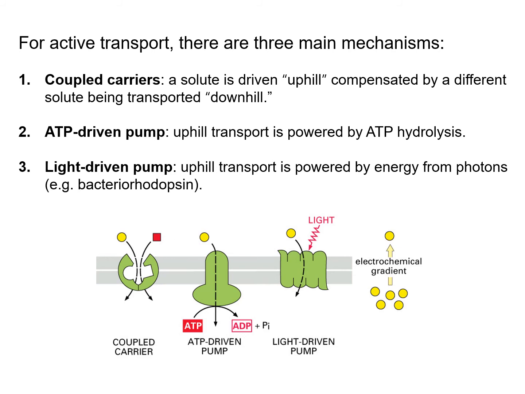The second one is the ATP-driven pump, where the uphill transport is powered by ATP hydrolysis. And the last one is the light-driven pump, and this is basically uphill transport powered by the energy input from photons. An example would be bacteriorhodopsin.